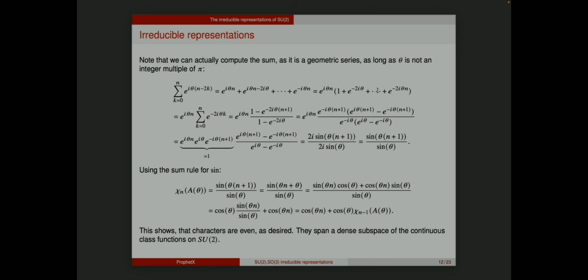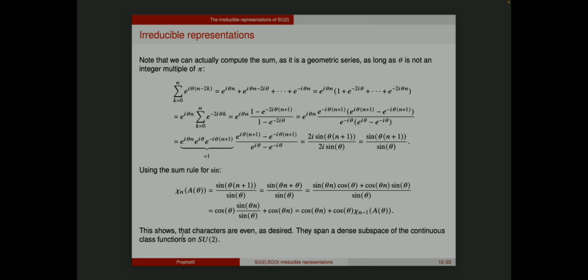Now, in the case of theta not being an integer multiple of 2 pi, we can say even more because we can compute this sum here. We can compute it because it's a geometric series. And I don't really want to spell out all the details in words. I think this is rather clear. You just sum up this geometric series and obtain the last equality, right? And this can also be rewritten using sines, using the addition rule for the sine function.